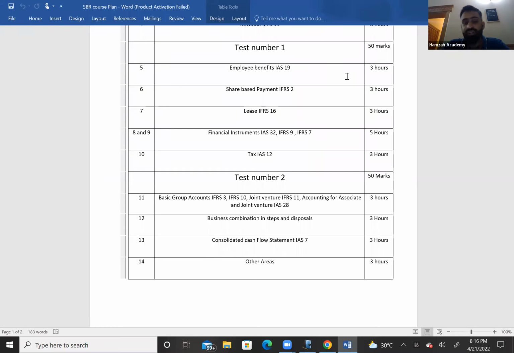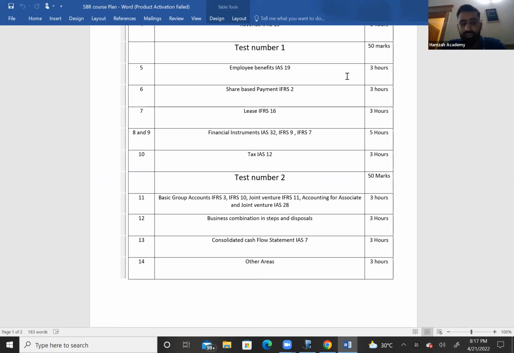Then lecture number 10 will be on IAS 12, accounting standard for taxation, how to account for the taxation in a financial statement. In this accounting standard, we will also discuss the deferred taxation as well. So IAS 12 will be the lecture number 10. Then after tax, we have our test number 2.